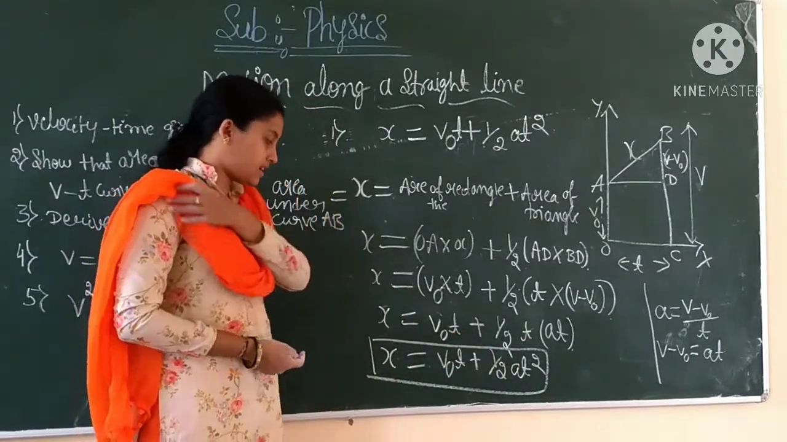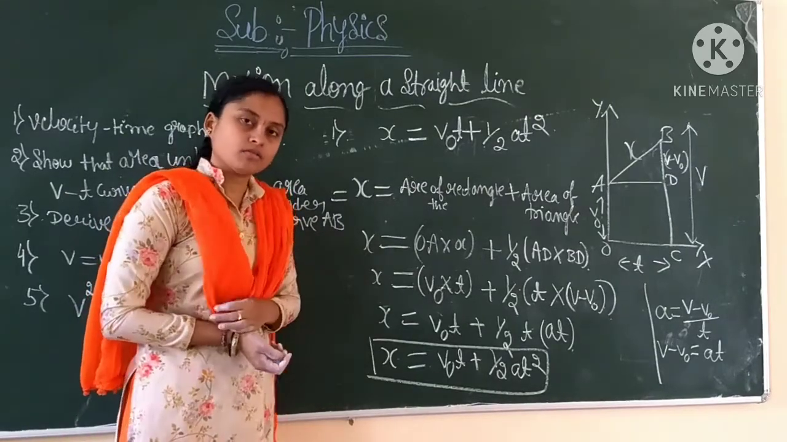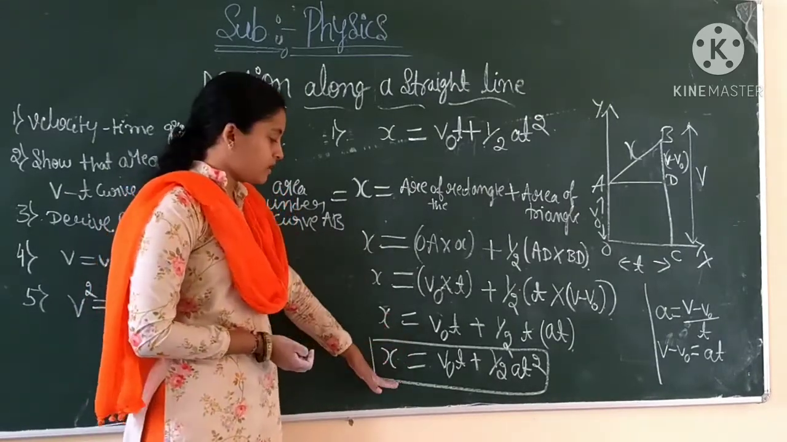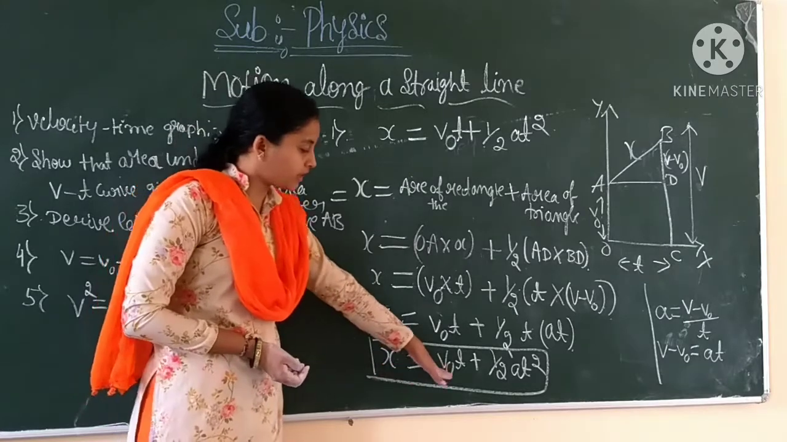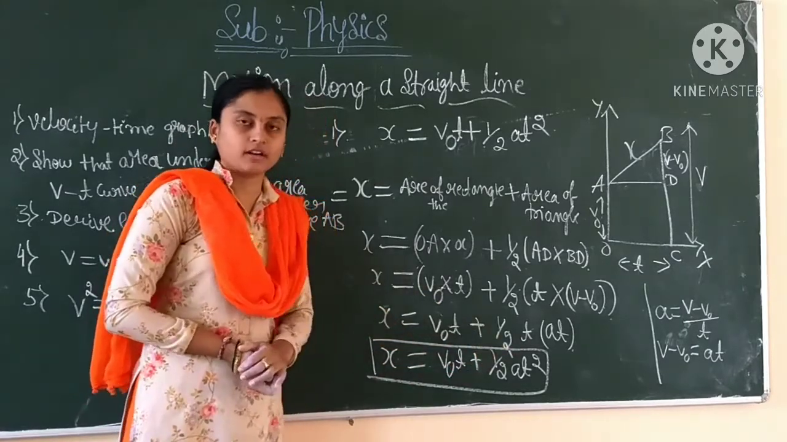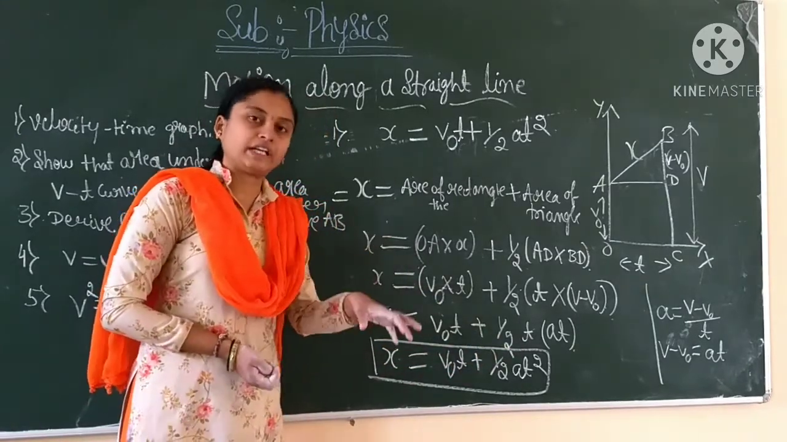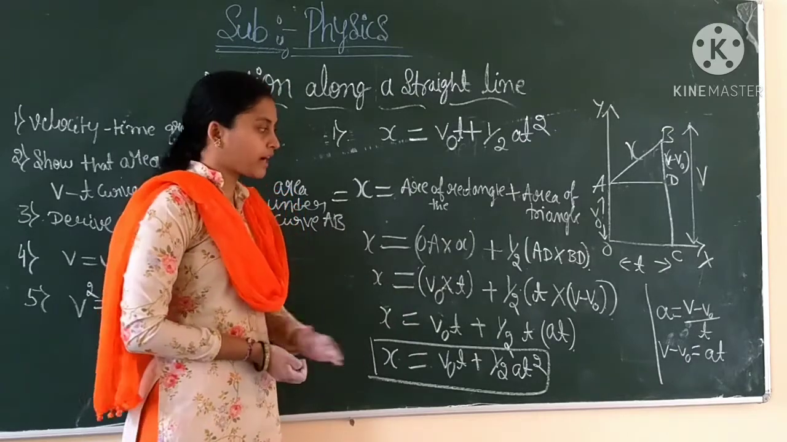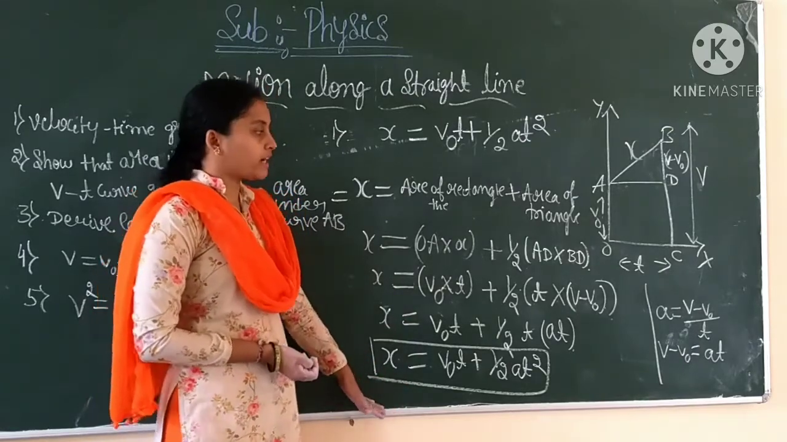Understood? This is the area under the curve gives the displacement. X is equal to Vt plus half At square by using the VT graph. Okay? Understood? Okay, dear students.